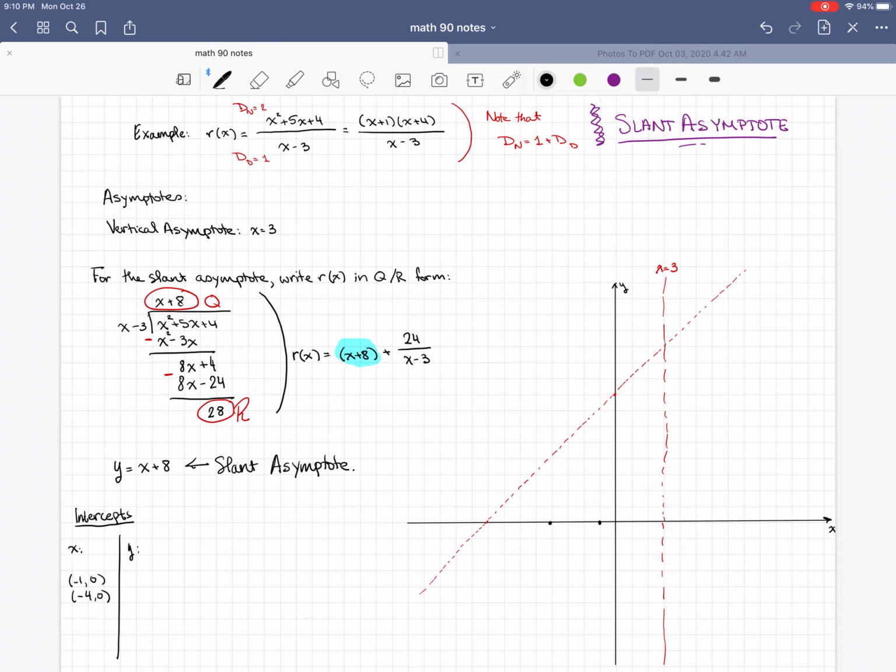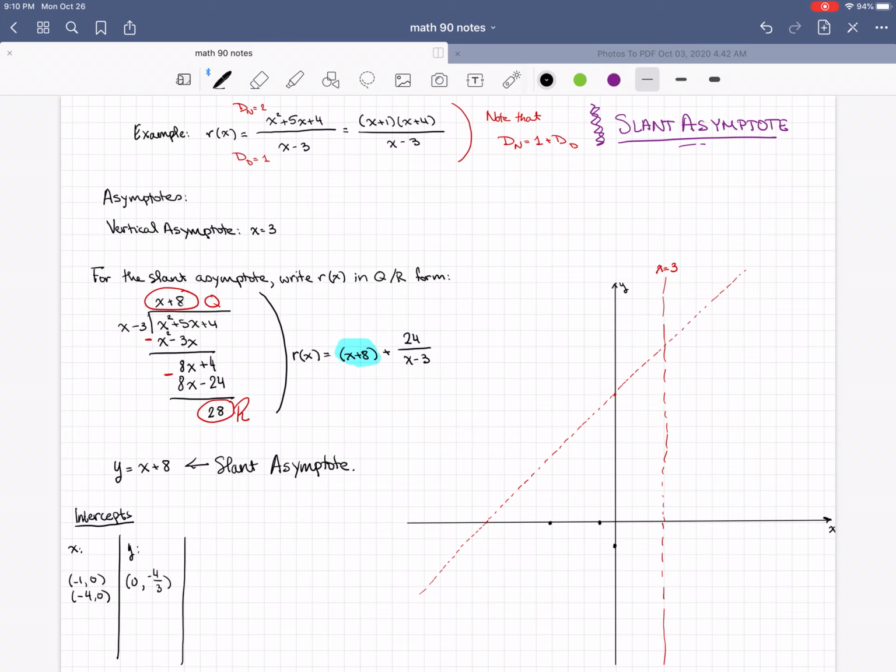So we're going to plug 0 in for x. And again, what I hope you remember is that when we plug 0 in for x, only the constants remain. So we'll have the 4 on top and the -3 on the bottom, which tells us that the y-intercept occurs at the point 0, -4/3, which is down here.